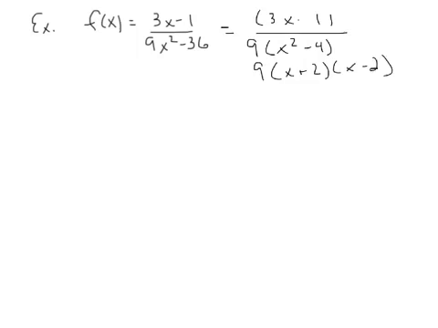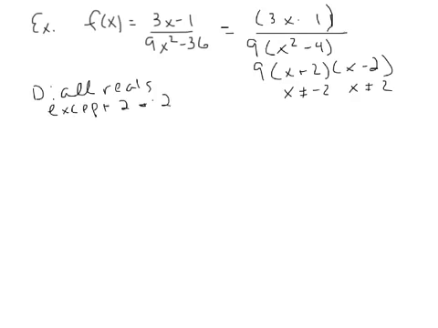Okay, I'm not going to be able to simplify anything here, but let's look at our domain. My domain, because I have the (x + 2)(x - 2), is x cannot be -2 and x cannot be 2. So it's all reals except 2 and -2. My vertical asymptotes could possibly be x = -2 and x = 2. I'm not going to be able to simplify anything here, so I actually do have both of those.